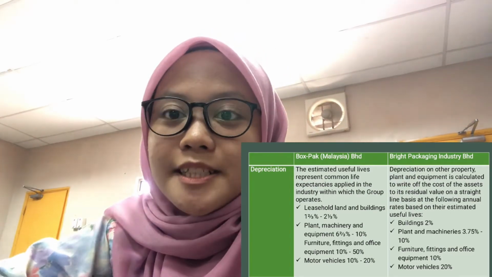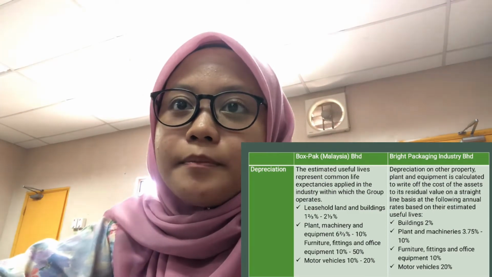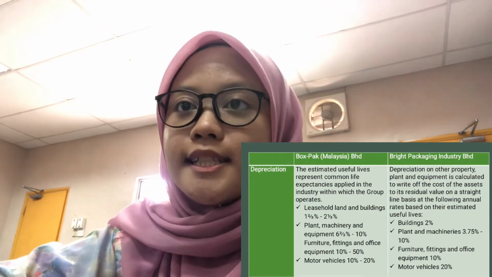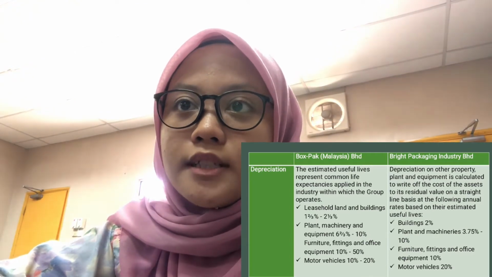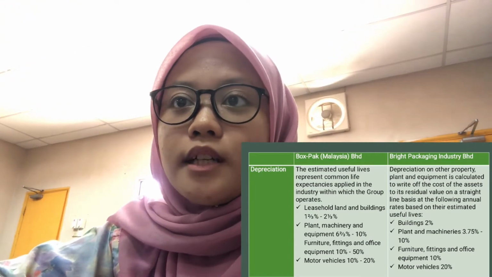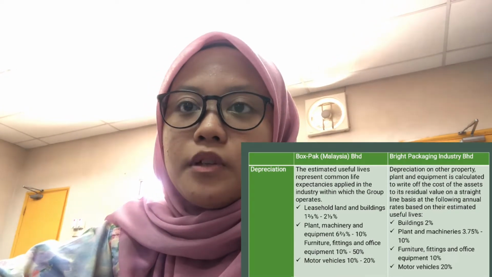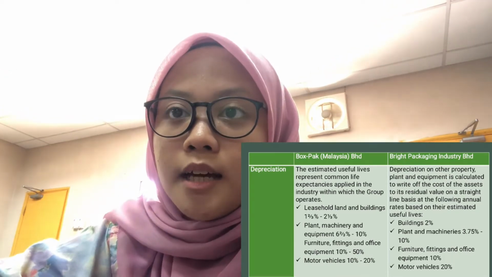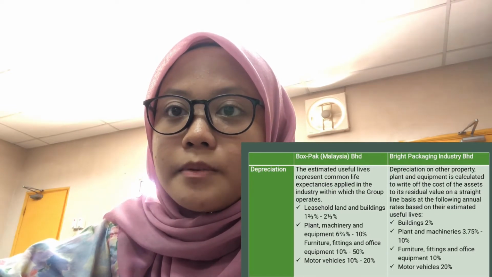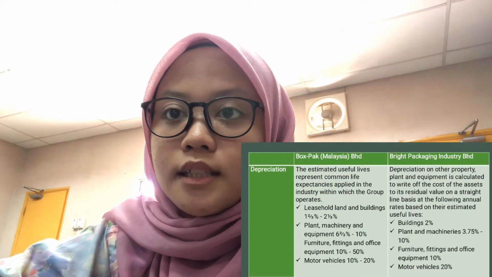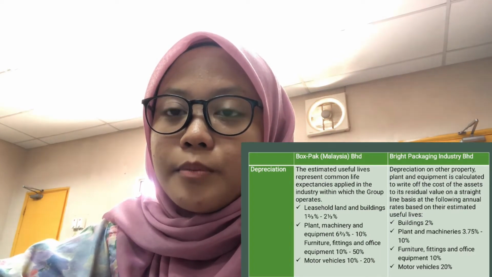For Bright Packaging Industry Berhad, depreciation on other property, plant and equipment is calculated to write off the cost of the assets to its residual value on a straight line basis at the following annual rates based on their estimated useful life, which is buildings 2%, plant and machineries 3.75% until 10%, furniture, fittings and office equipment 10%, and motor vehicles 20%.